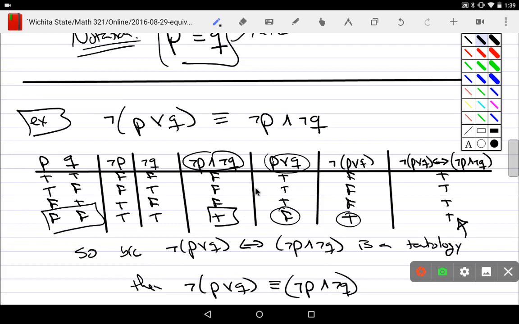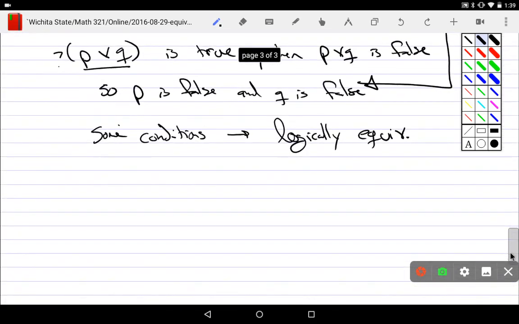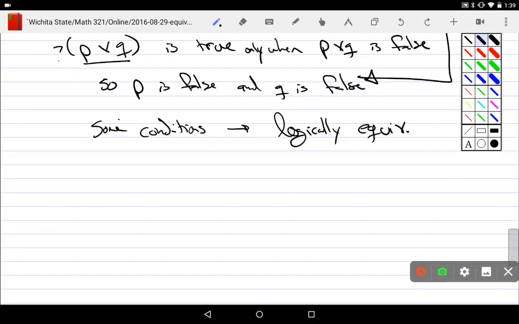So it was just a word explanation of what this table means, which is one of the reasons why I want you to understand. When I say know the truth table, I don't want you to just simply memorize T's and F's. I want you to know why there is a T there, why there is an F there. And that's how we can show things are logically equivalent. So that's our first part. This is what logical equivalencies are.